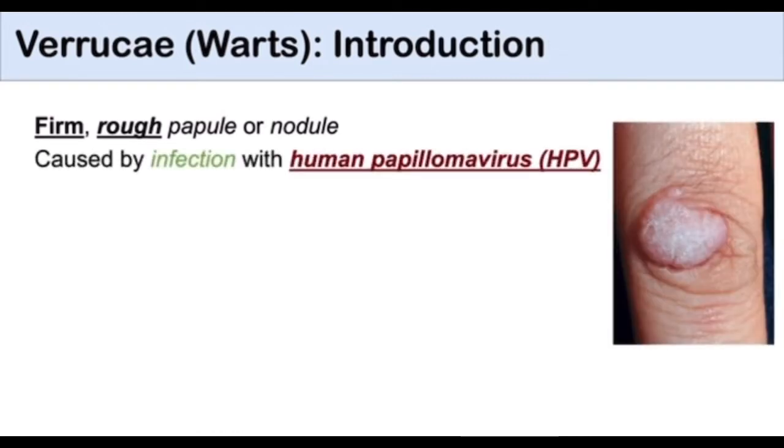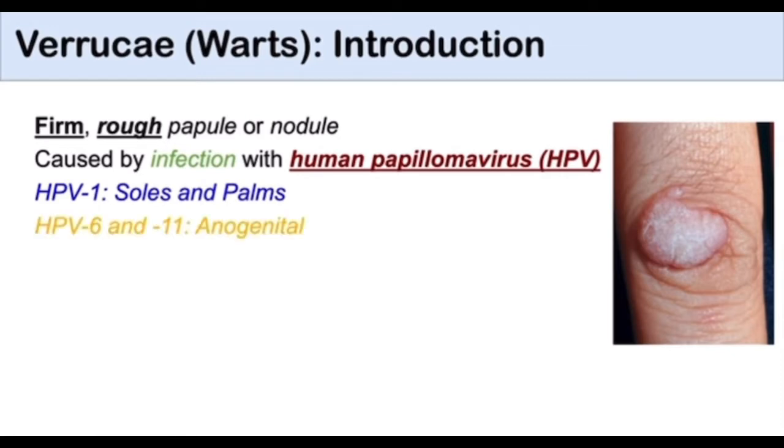And they're caused by an infection with human papillomavirus, so HPV. There are about 150 different subtypes of HPV. The ones I want to talk about here are mostly HPV-1. HPV-1 are the ones that infect the soles and the palms. HPV-6 and 11 are common with anogenital warts. We're not going to specifically talk about anogenital warts in this lesson, but I want you to realize that different HPV viruses have a predilection for affecting different parts of the body.